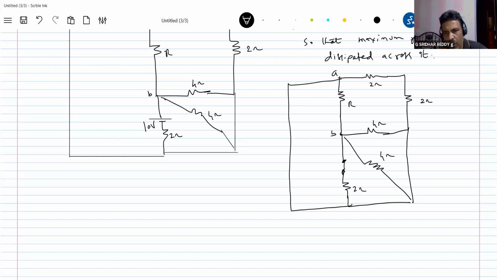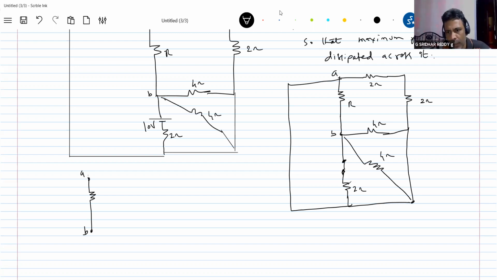Let's check how these 2 ohm and 4 ohm are connected. First, simplify from here. These two are parallel, because they're connected just by a wire. So this will be 8 by 4, that is 4 by 3 ohm. And again, the effective will become parallel with this 4 ohm. I'll simplify the circuit for AB.